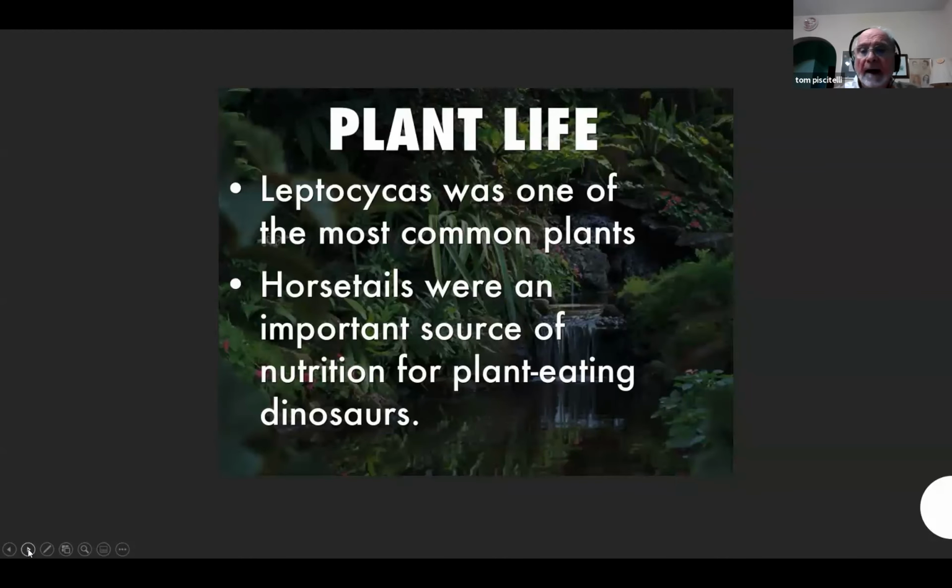Horsetails were primitive vascular plants, and as it's shown, they were an important source of nutrition for plant-eating dinosaurs. They were fast-growing, and even if the dinosaur ate the above-ground plant, it would not kill it. The plant would regrow from underground runners called rhizomes. Dinosaurs appeared in the Triassic, and they increased in numbers and types in the Jurassic and the Cretaceous time periods. Next slide, please.